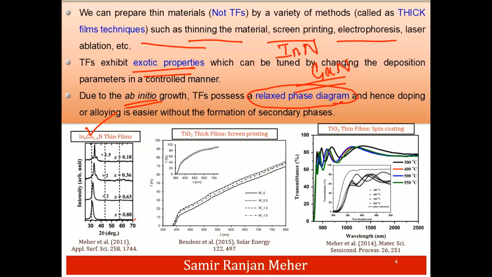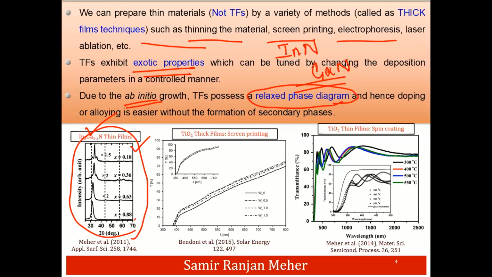But when we try to grow it ab initio, that means by atom or molecule growth process, in that case, we are able to get the composition starting from 18% to more than 80%. So that is the beauty of growth using thin film techniques. We can get a relaxed phase diagram. There is no phase separation. In this case, there is no secondary phase of indium nitride or gallium nitride. We can get the complete composition of this alloy, from 0 to 100% almost.